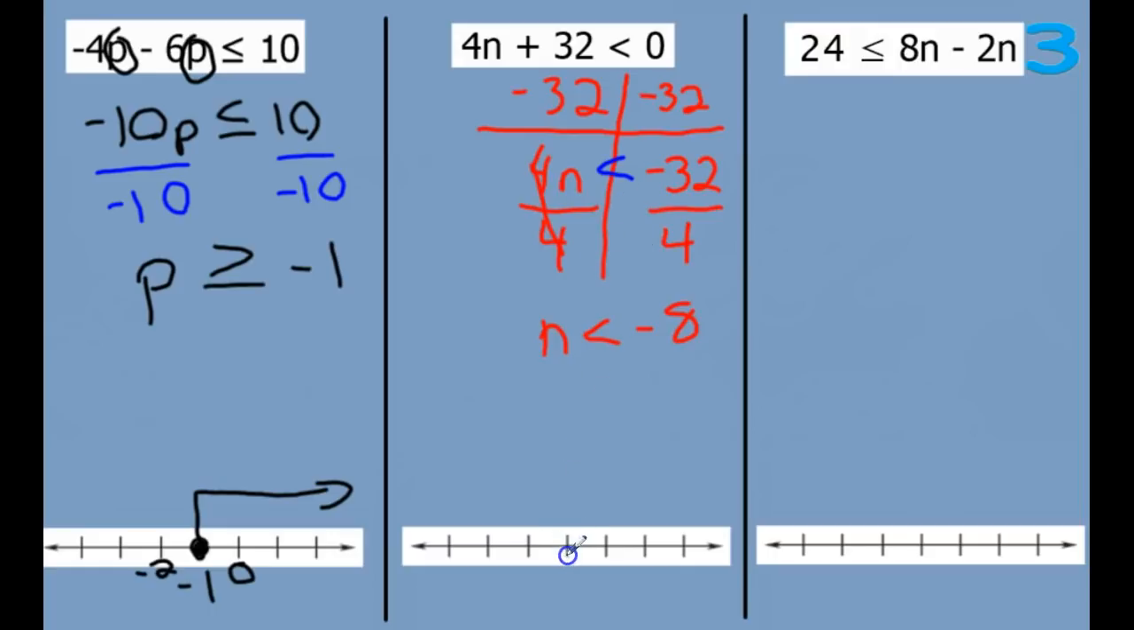Because it's a less than, not a less than or equal to, it's an open circle. Negative 8. 1 greater than that is negative 7, and 1 less is negative 9. The arrow is pointing to the left, so we draw our arrow to the left.